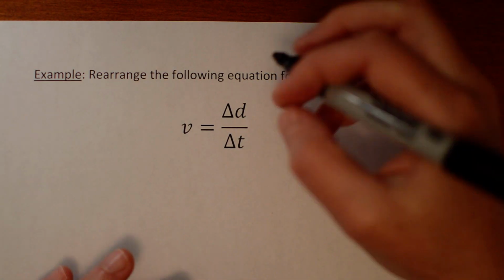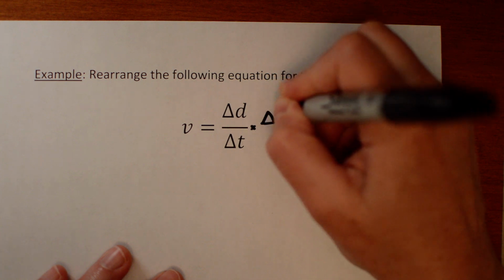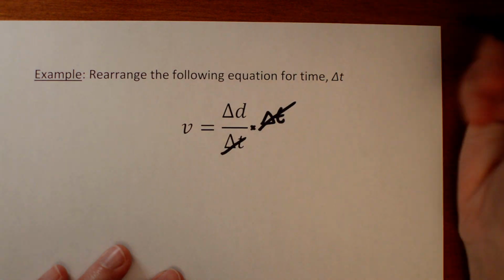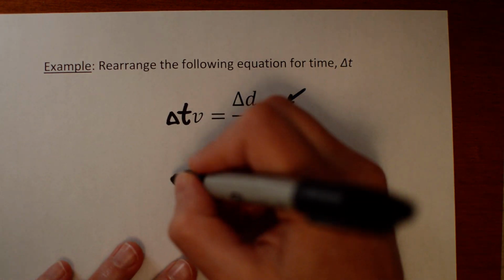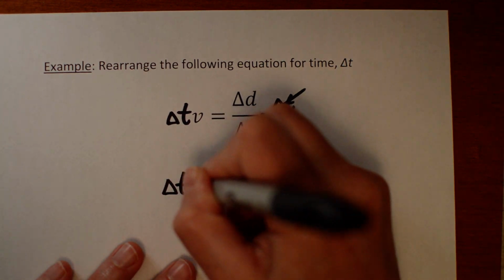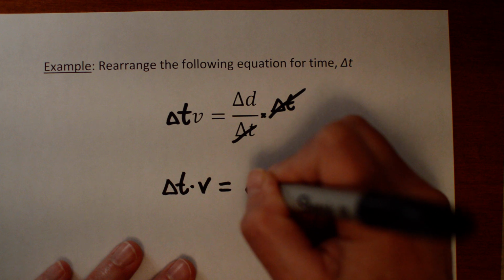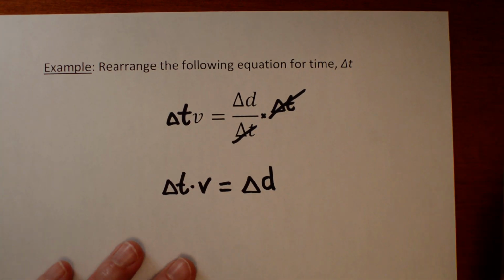I would just multiply both sides by delta t. So I'll multiply this side by delta t. That kaboom kills it off the bottom. Then I have to multiply this side by delta t, of course, as well. And I'll just rewrite what I've got here. I have delta t times v is delta d. And now I'm actually almost done.